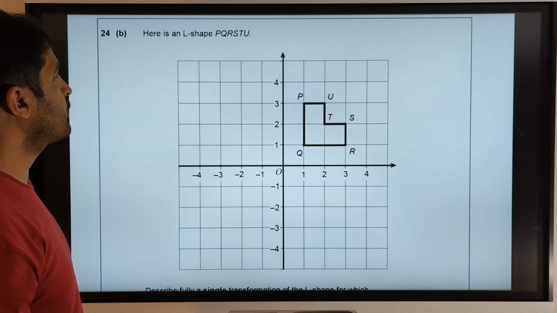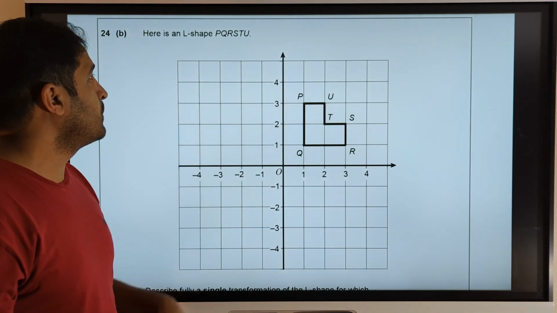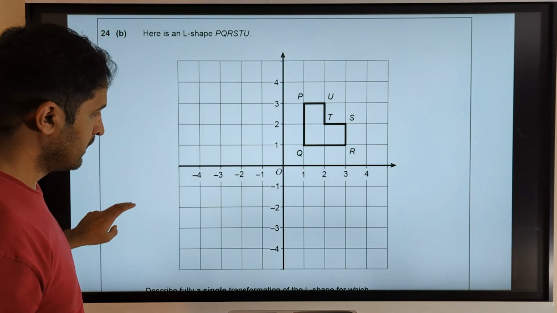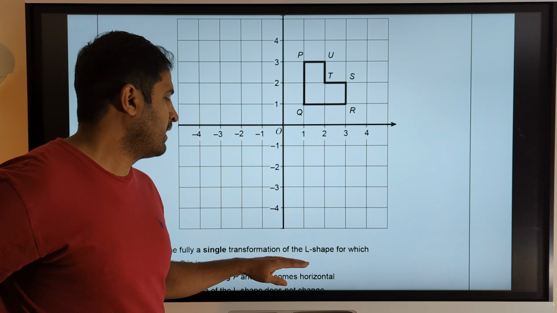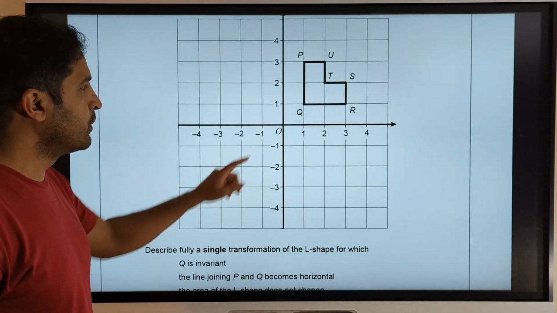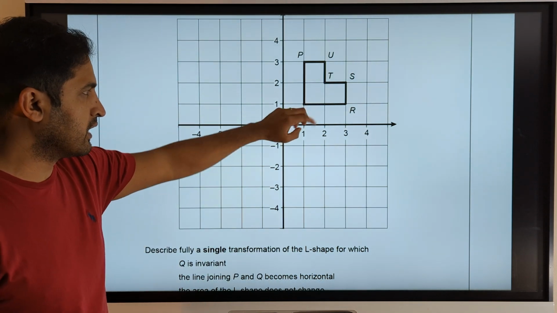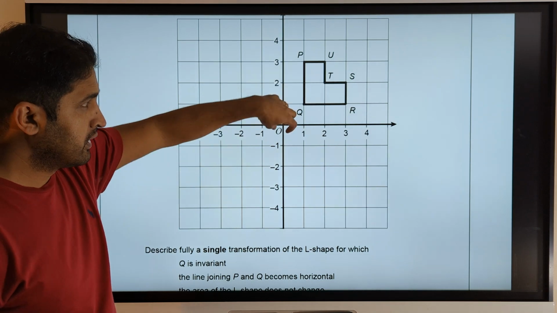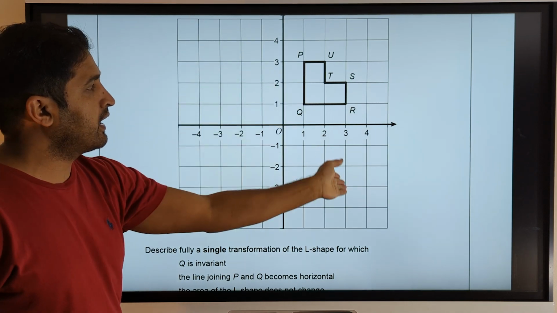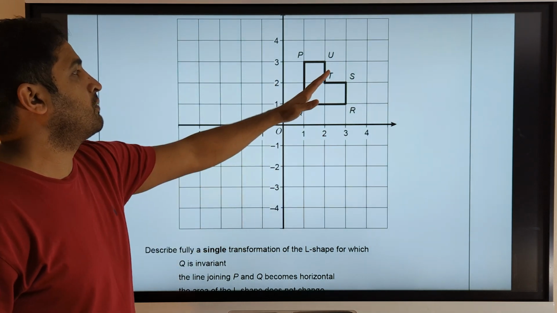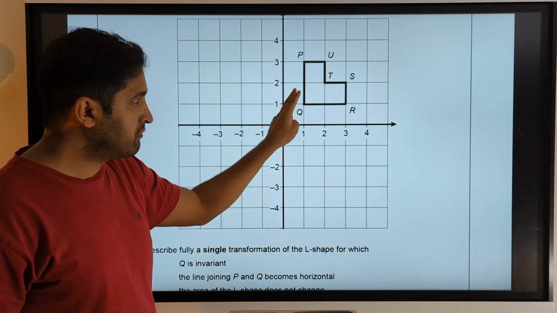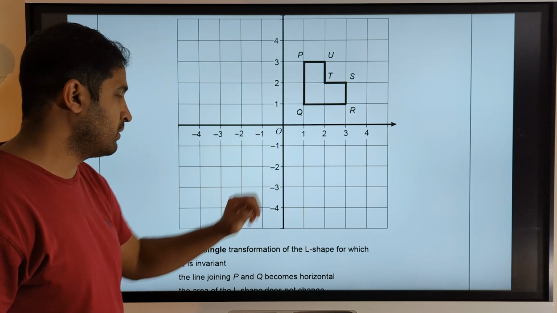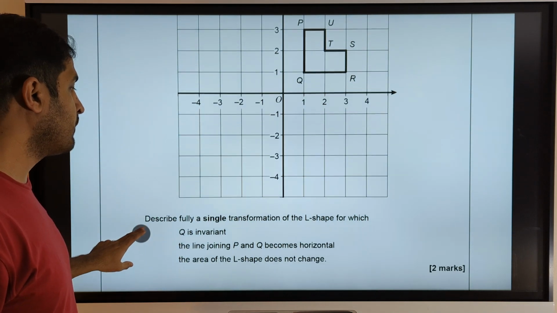Next one, here's the L shape, PQRSTU. Describe fully a single transformation of the L shape for which Q is invariant. So Q is not changing. It could be rotating, okay? It could be reflecting in that line, or reflecting in that line, or you could make it bigger from this point here, Q. So Q can be invariant there.